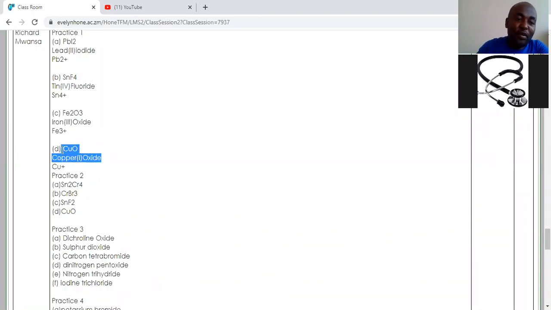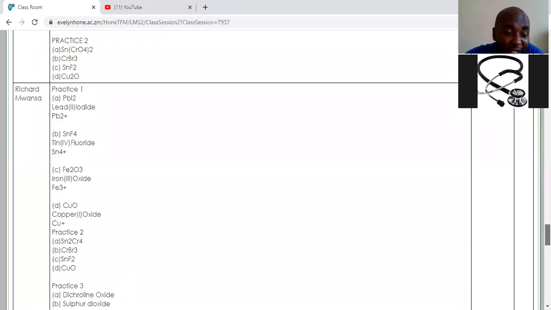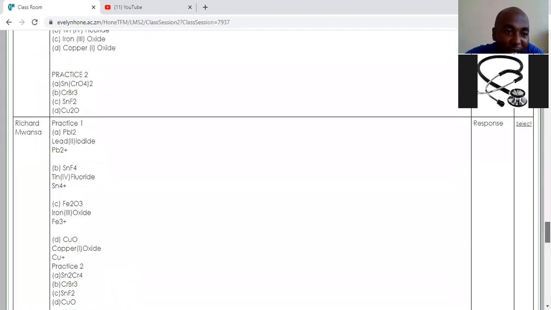So Richard, you have messed up one. It's copper 2. Why is it copper 2? You know that the oxidation state here is -2 for oxygen. So it means this one is definitely +2. If it were 2 copper atoms, you multiply 2 times -2 equal to -4. It will be copper 4, although there's no copper 4 in practical use. So this is encouraging, Richard. You've only messed up one.